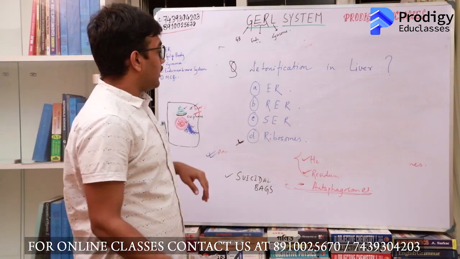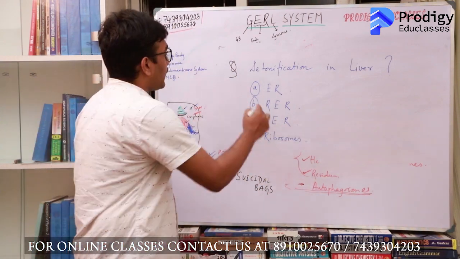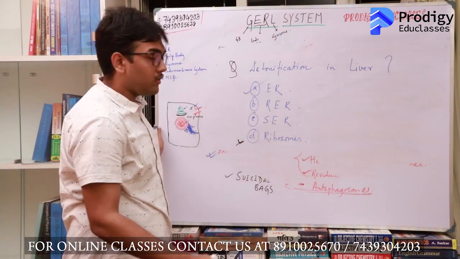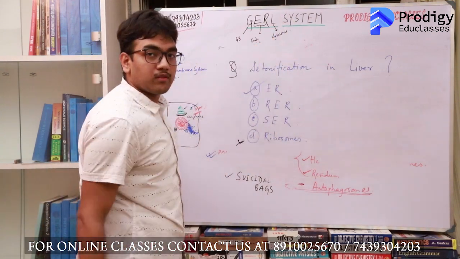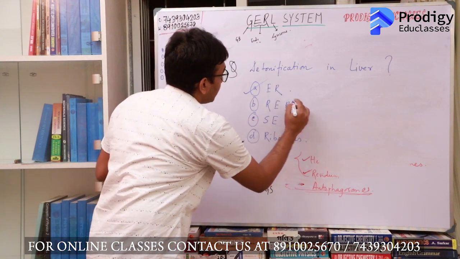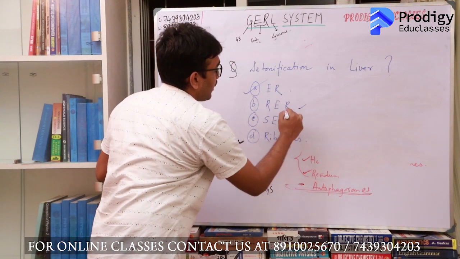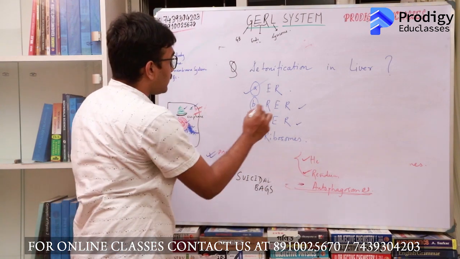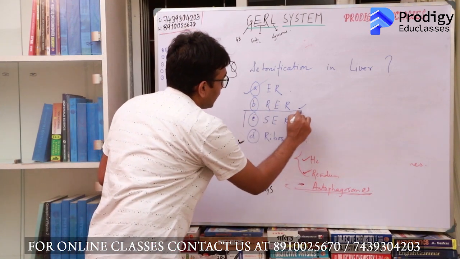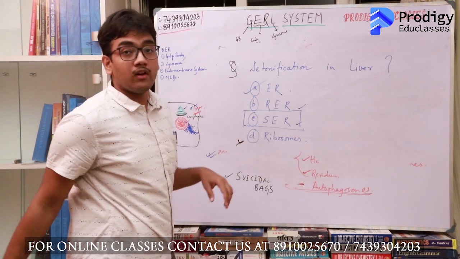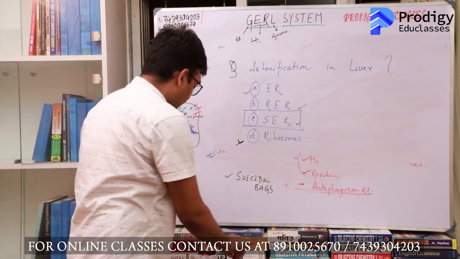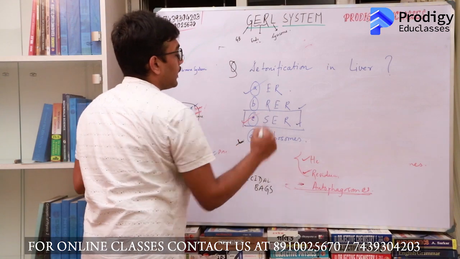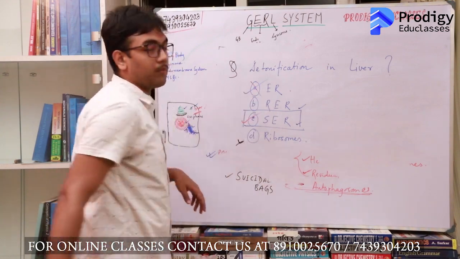Here again, if you are in a hurry, you will tend to take this answer because it occurs in the endoplasmic reticulum. But look, here the next two options are rough endoplasmic reticulum and smooth endoplasmic reticulum. So if you look at this question, the most appropriate answer to this question is smooth endoplasmic reticulum. Hence your answer should be smooth endoplasmic reticulum and not endoplasmic reticulum.